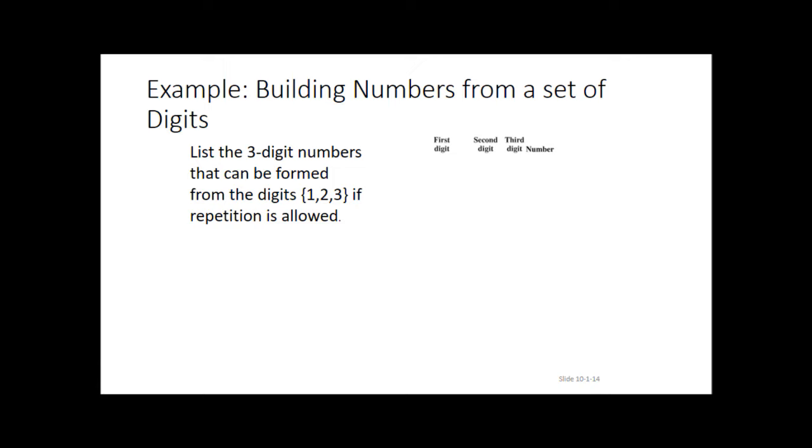So what I'm going to do is make 3 columns, 1 for the first digit, 1 for the second digit, and 1 for the third digit. And for the first digit, I'm going to draw branches that represent my 3 different options. The first digit could be a 1, a 2, or a 3. But since repetition's allowed, I still have 3 options for the second digit, no matter which 1, 2, or 3 I picked for the first digit.